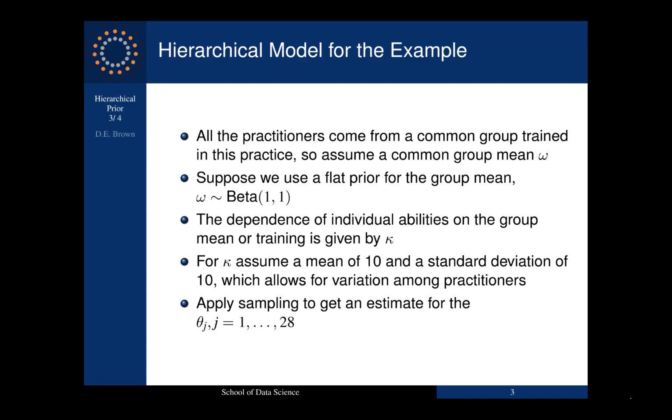We'll apply sampling to get an estimate for all of the theta j's, where the j represents each one of the 28 practitioners. So theta is the probability the practitioner correctly guessed whether or not the hand was in the right place. So this is a 0-1 response. And theta j then is the probability that they got the 1, or the correct answer.